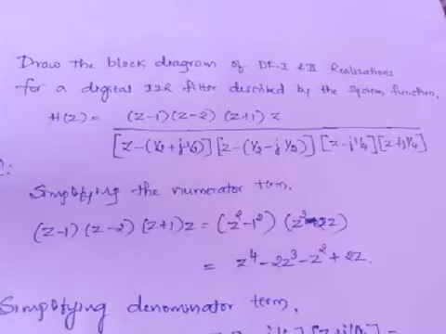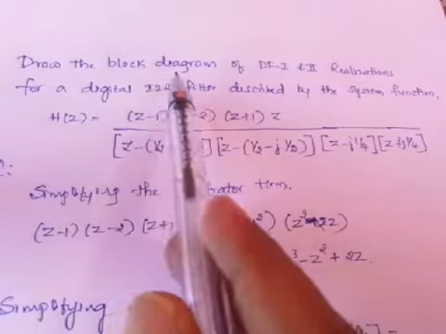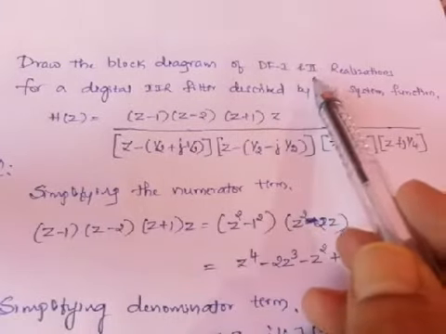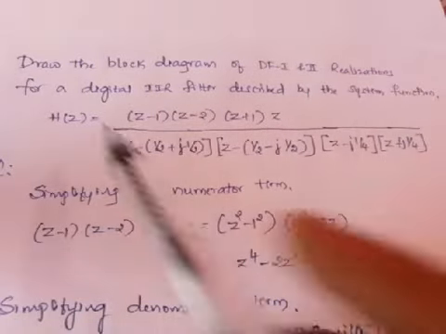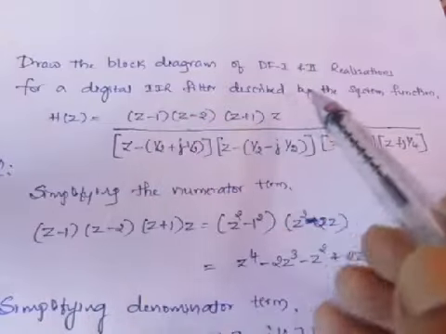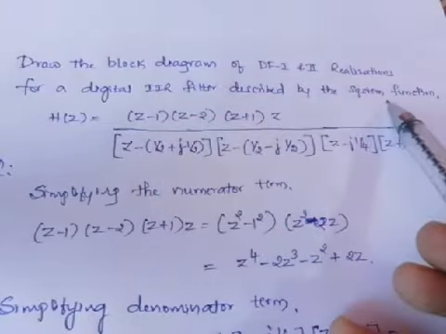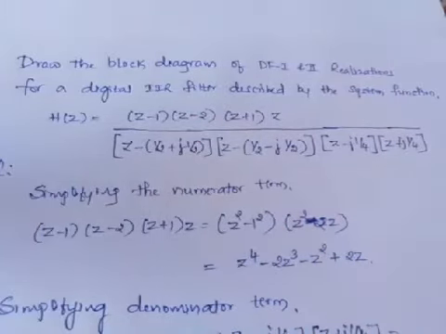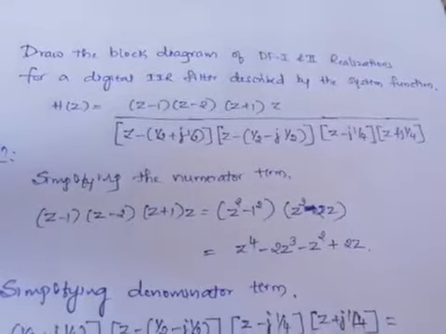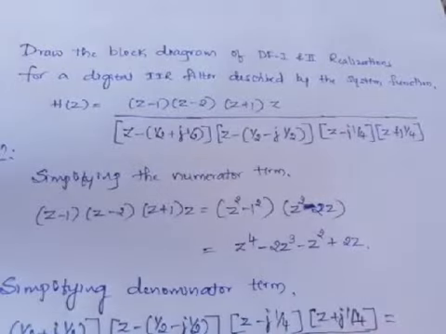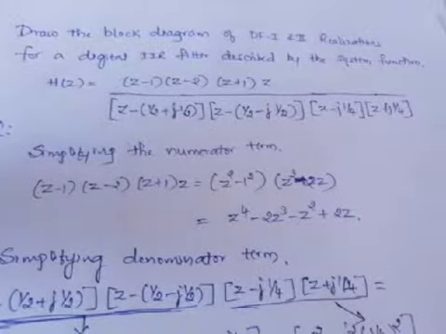Hi friends, in this video we will discuss the DF1 and DF2 realization for the given example. Draw the block diagram of DF1 and DF2 realization for a digital IIR filter described by the system function. The system function is given. It looks complex, but if you simplify the given system function, there is a very easy method.